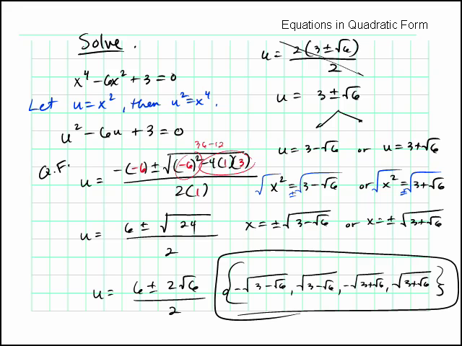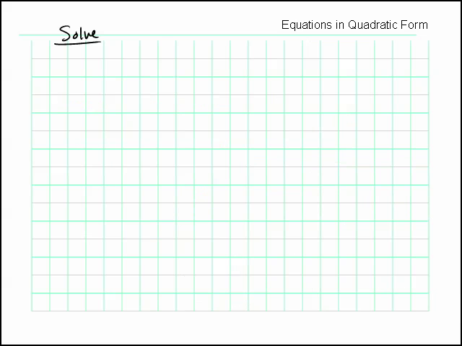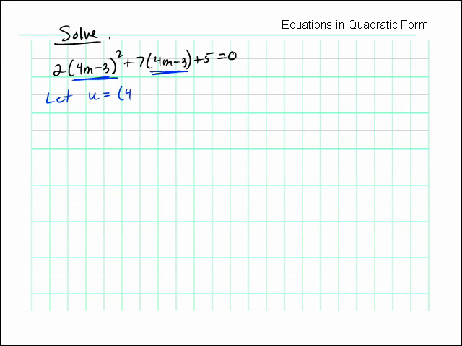Solve by putting it in quadratic form. All right, let's try one now that doesn't have an x to the 4th power in it. Solve 2 times 4m minus 3 quantity squared plus 7 times 4m minus 3 plus 5 equals 0. Now it's not exactly in quadratic form, but if I make a substitution, it will be. I'm going to let u this time equal this right here, this 4m minus 3. Let u equal 4m minus 3.